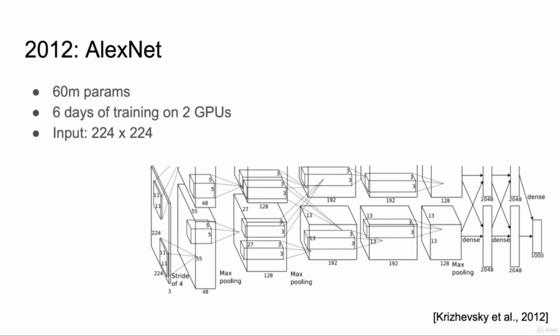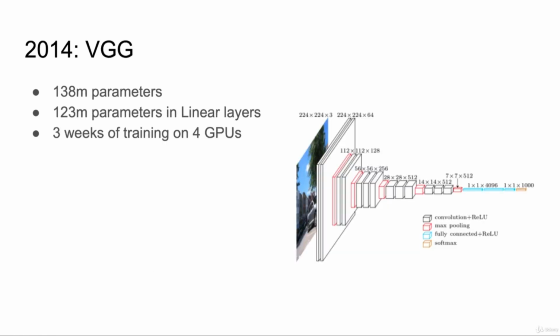The next famous architecture was proposed in 2012 and consists of 60 million parameters, and it took up to 6 days to train this network on 2 GPUs. The input of this network was 224 by 224 and the output was 1000 classes, because this network was designed for ImageNet, which has 1000 classes. The next network which improved the quality of the previous one was VGG, which consists of 138 million parameters, and most of these parameters were in linear layers, 123 million. It took up to 3 weeks of training on 4 GPUs.